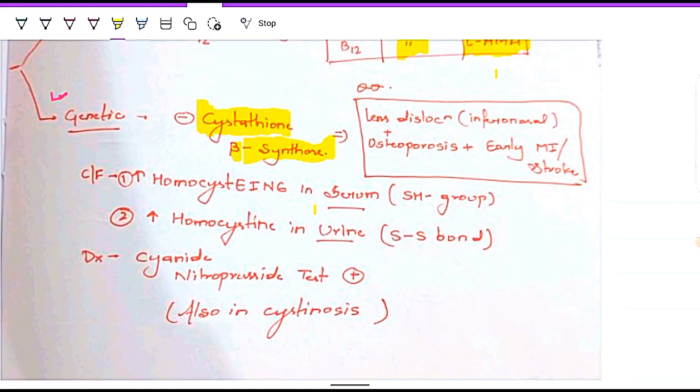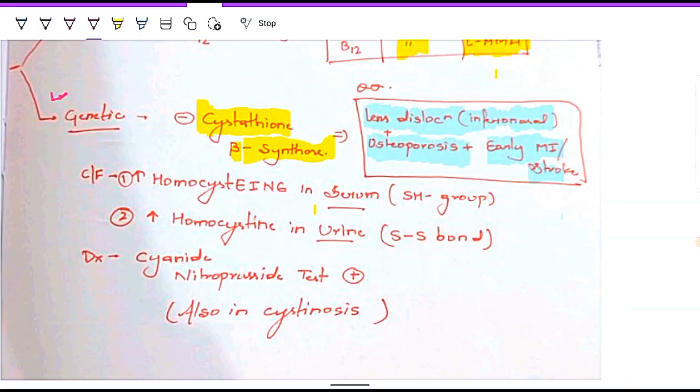The patient with homocystinuria will obviously have some clinical features which are very important to diagnose the disease. They will present with lens dislocation, which will be inferonasal. In Marfan syndrome, we see superotemporal lens dislocation. Now there will be osteoporosis, and there will be early age MI or stroke. If these three are present, you can diagnose it as homocystinuria. Early means early age. A patient of 15, 16, 17, 18 years getting MI or stroke is very rare. We all know it's a disease of old age. So a patient in adolescent age getting MI or stroke is very rare, and we should check their homocysteine levels.